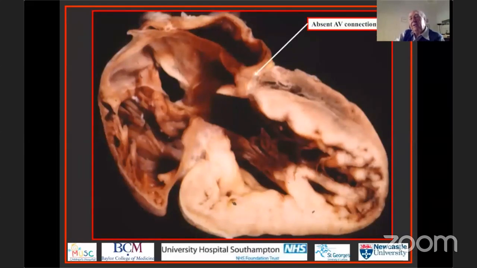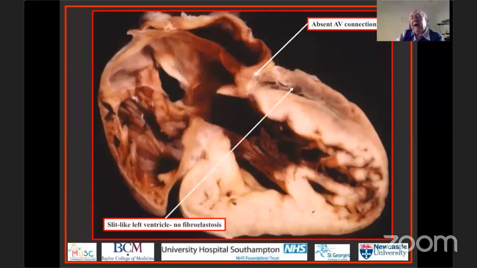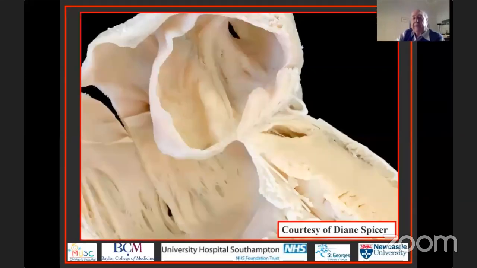There you see the fibroadipose tissue of the left atrioventricular groove that is interposing between the floor of the left atrium and the tiny left ventricle. The left ventricle in this setting is slit-like, but the key point, there is no fibroelastosis. And that is because the mitral valve is atretic. There is no blood going into this grossly hypoplastic left ventricle.